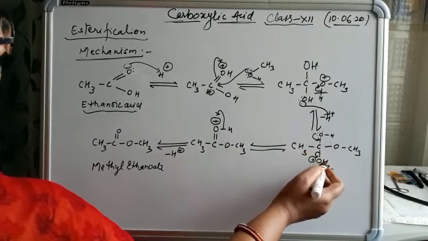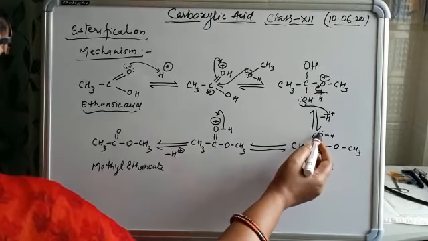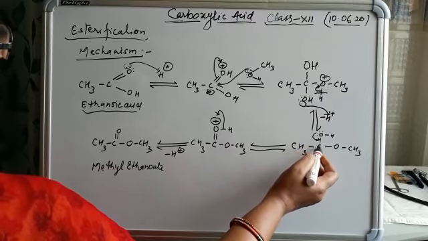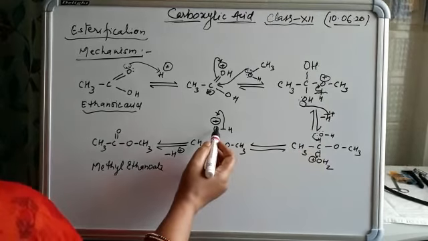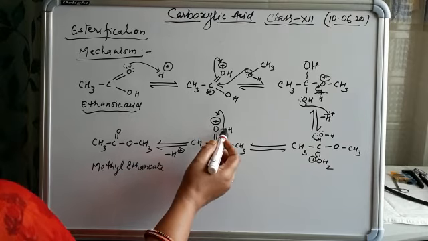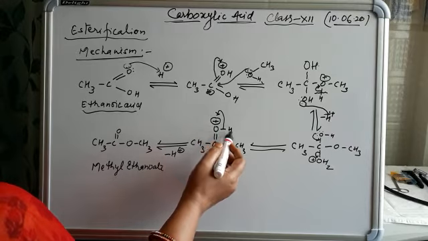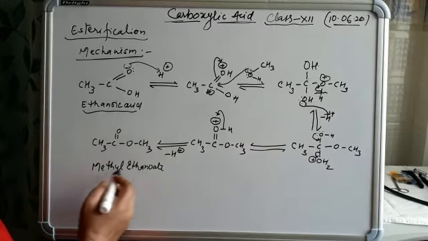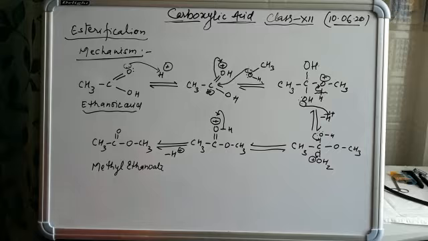And when the OH2 is removed from here, this electron stabilizes the carbon, and again positive charge appears on the oxygen. So this oxygen takes both the electrons towards itself, and removal of H plus ion takes place, and finally methyl ethanoate forms. This is the simple mechanism involved when we react acid and alcohol in presence of H2SO4 as a catalyst. So the formation of ester takes place.